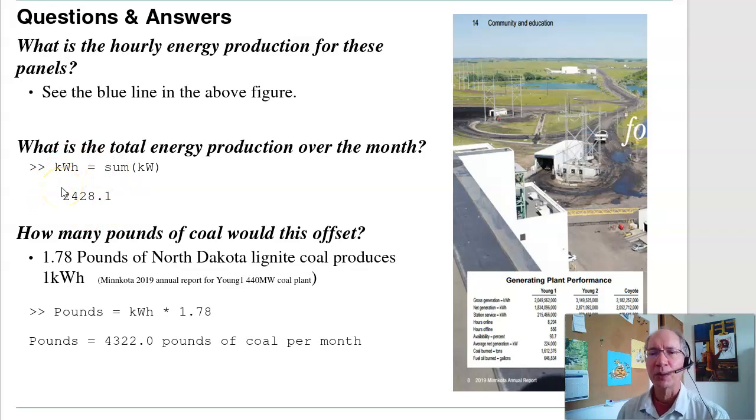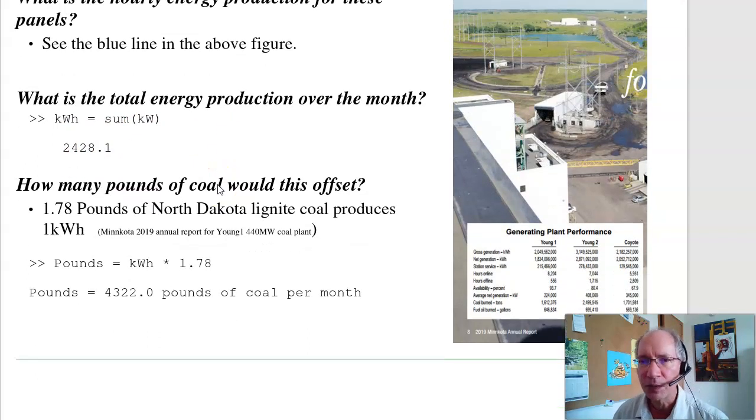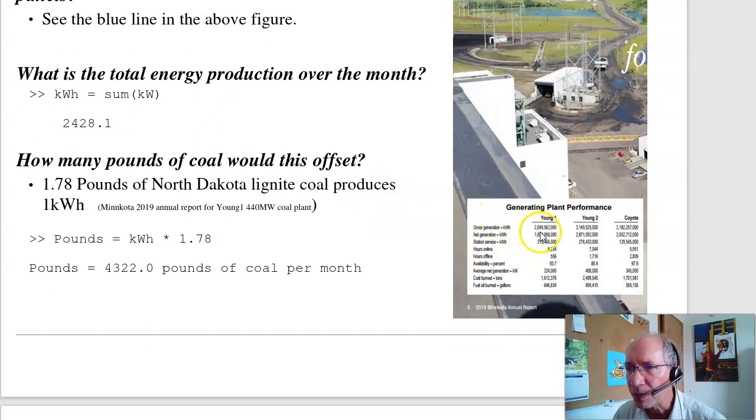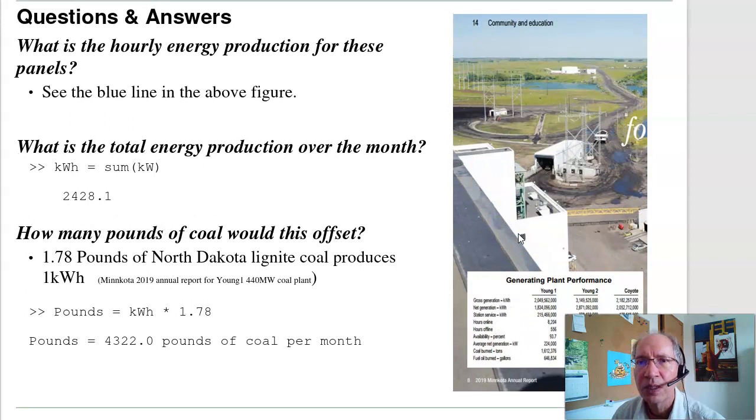How many pounds of coal does that offset? Well, if you go to the Minn-Kota 2019 annual report for Milton Young Power Plant, it tells you how many pounds of coal it used that year, and how many kilowatt hours it produced. Take the ratio, you get kilowatt hours per pound. So Milton Young Power Plant uses 1.78 pounds of coal to produce 1 kilowatt hour. So take the kilowatt hours times 1.78, that's how many pounds of coal you offset. The solar panels on my house would offset 4,322 pounds of coal every month, at least in the month of April.